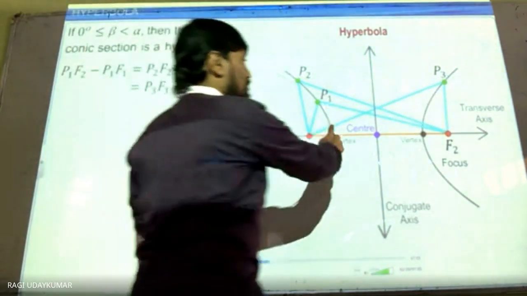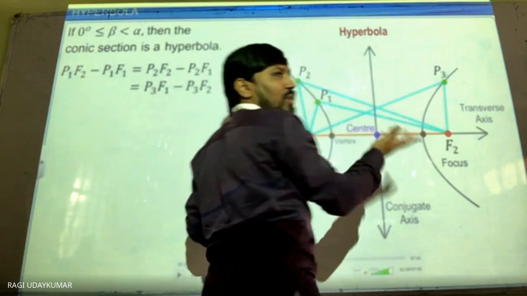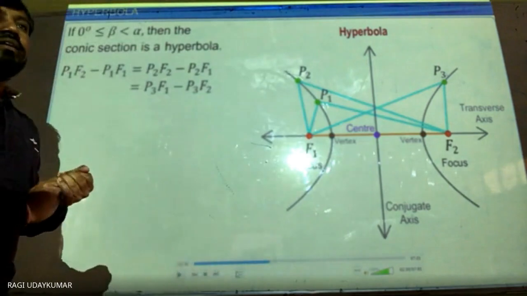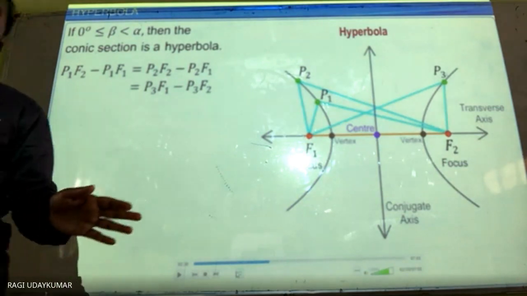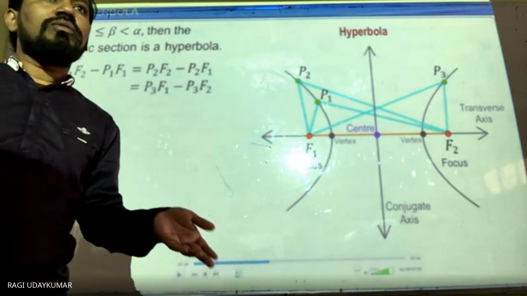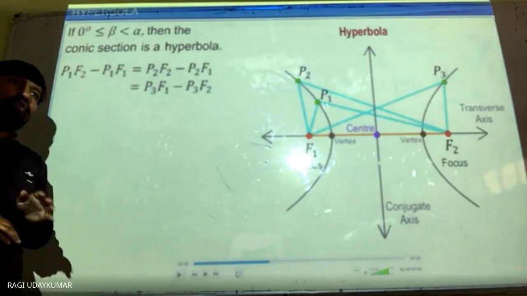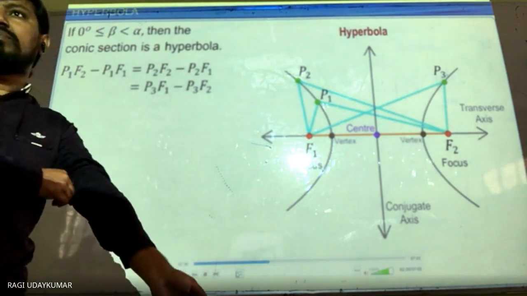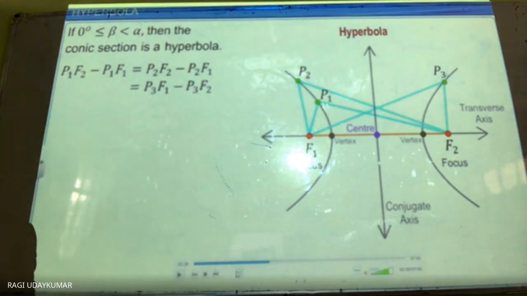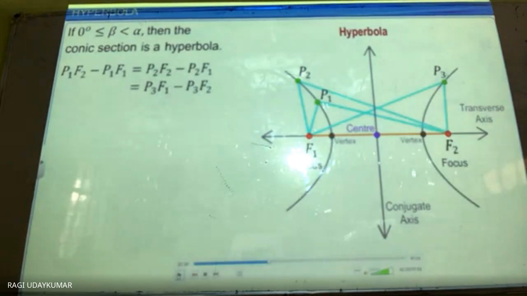The midpoint of the line segment joining these two vertices is the center, or you can take the midpoint of the line segment joining the foci also. In the standard form of the equations, the center will be taken as the origin of the coordinate axes. Other than the origin you can also have other centers, but in our syllabus we have only the origin as the center.